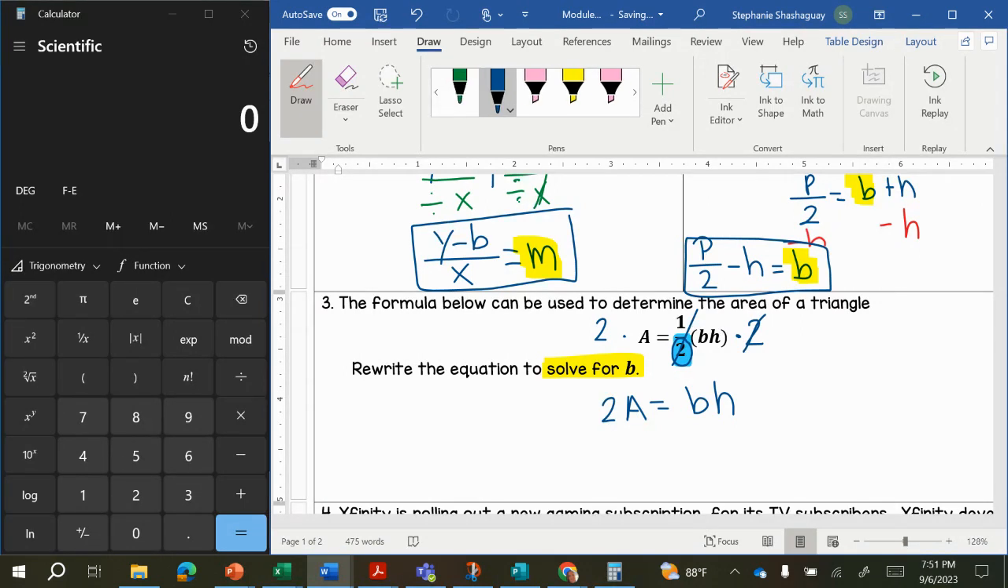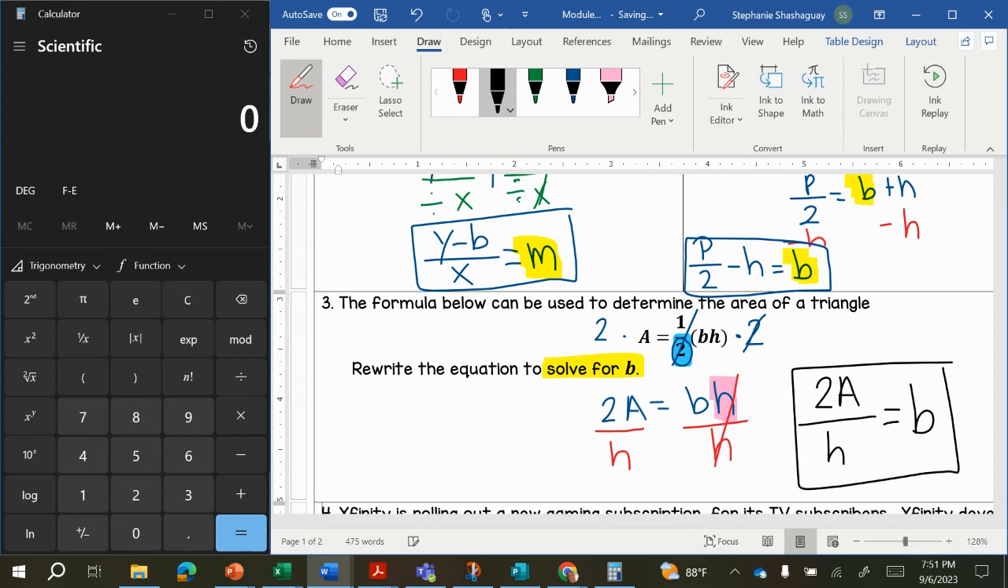Now my last step is going to be to get rid of this h, because it's being multiplied times the b. We are going to divide by h, because h divided by h is 1. So we have to divide this side by h. And our final answer is 2a divided by h is equal to b. Okay, now questions 1 through 3, if you need to review, came from our notes on 1.5. So if you need additional practice, go check out your 1.5 notes.